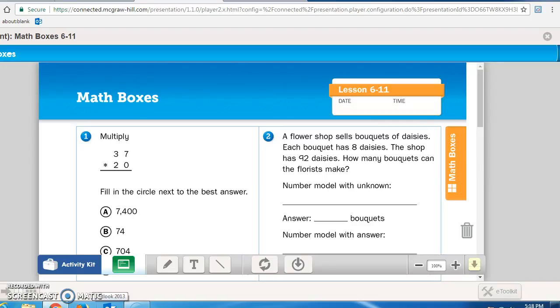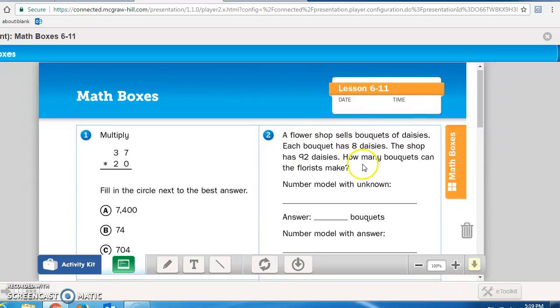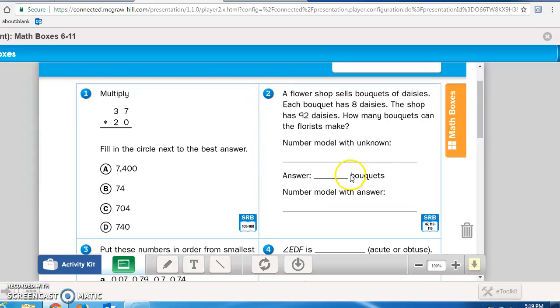Your next assignment for this unit is for you to do Math Journal, page 219. Again, pause the recording now if you do not need me to read the directions to you for this page. Math box number 1 says multiply, and then fill in the circle next to the best answer. Math box 2 says, a flower shop sells bouquets of daisies. Each bouquet has 8 daisies. The shop has 92 daisies. How many bouquets can the florist make? You need to write your number model with the unknown. So you have 92 total, and you're dividing them into groups of 8. So write that number model, and then find your answer.